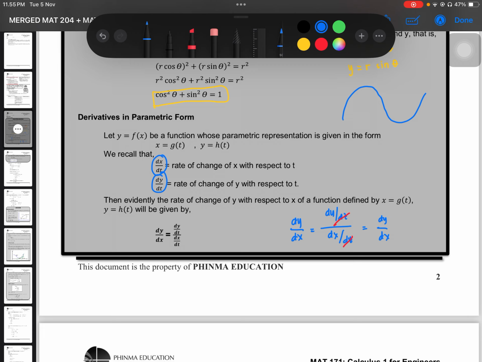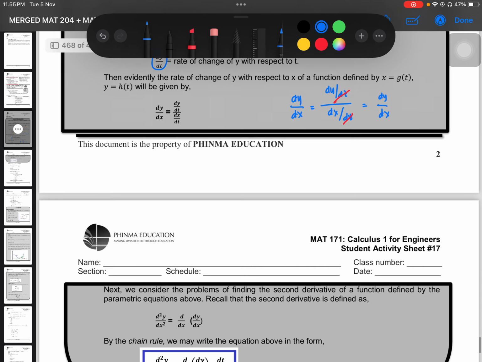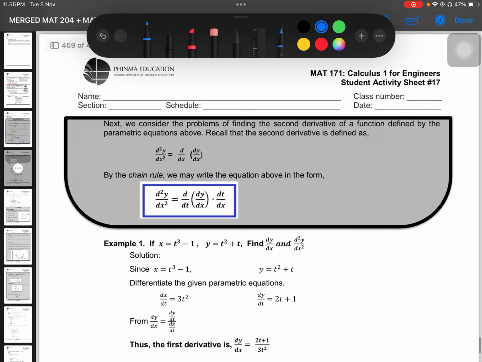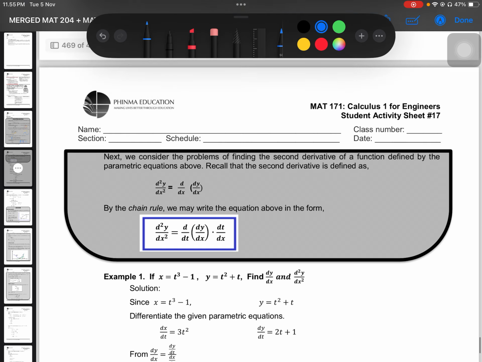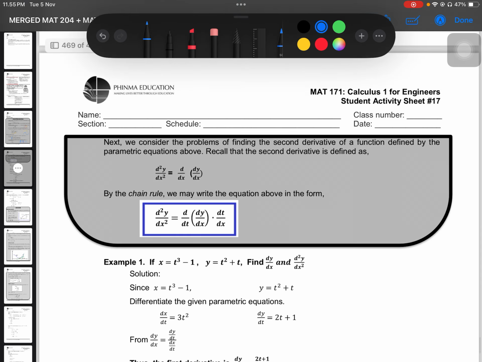So, ang gagawin lang pala natin para makuha natin, we get the derivative of x with respect to time, we get the derivative of y with respect to time, then, divide natin sila. Okay? So, kaya lang, the problems of finding the second derivative. Okay, so this is the first derivative. This one. So, okay na tayo dun. Pero paano pag dumating tayo sa second derivative?